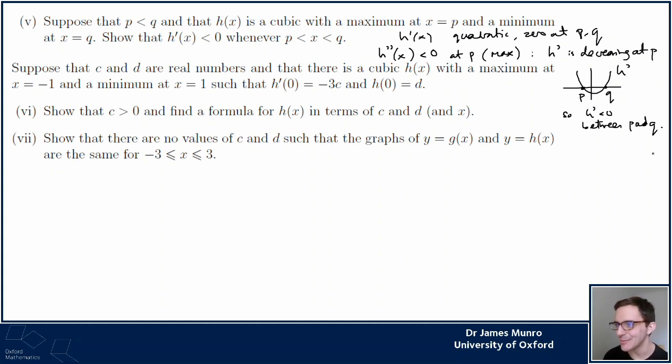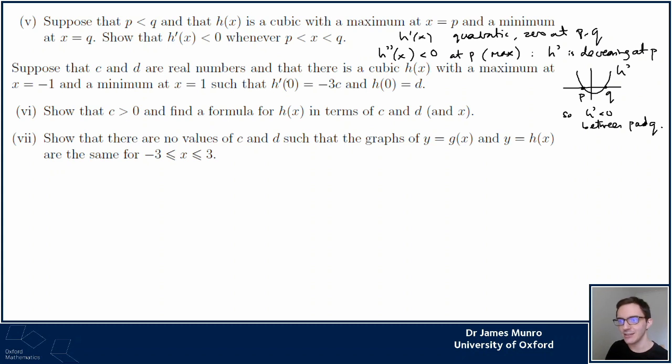Suppose C and D are real numbers, and there's a cubic h of x with a maximum at x equals minus 1 and a minimum at x equals 1. So I suppose we're being given numbers for p and q. And we're told that the derivative at 0 is minus 3c, and the value at 0 is d. Show that c is positive.